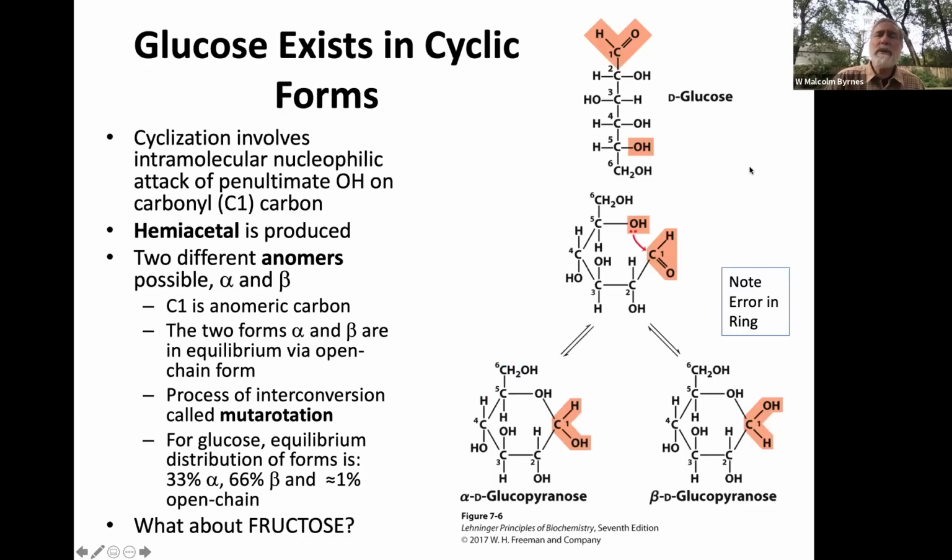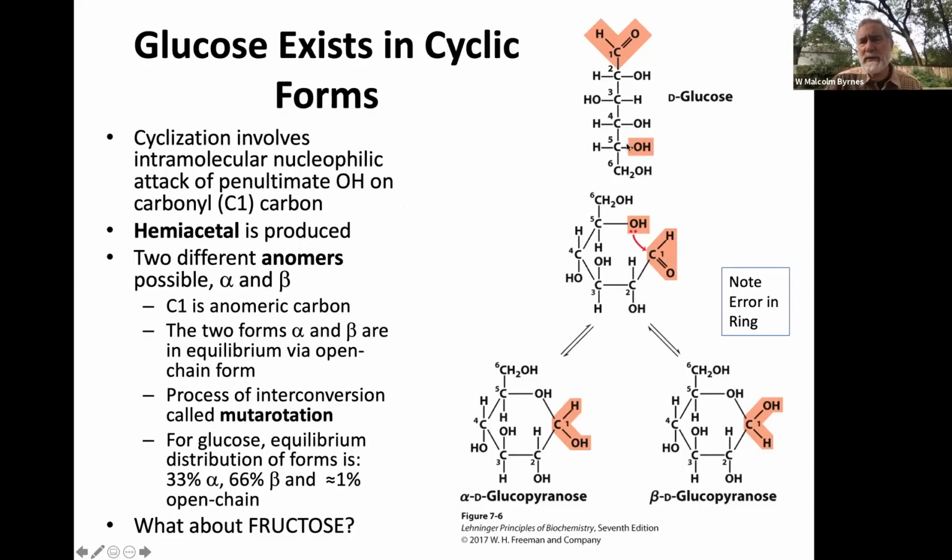So when glucose forms a cyclic form, when it cyclizes, it forms what's called a hemiacetal. Let's look at that cyclization of glucose. It involves an intramolecular nucleophilic attack of the penultimate OH group on the carbonyl C1 carbon. And again, a hemiacetal is produced. So let's take a look at that.